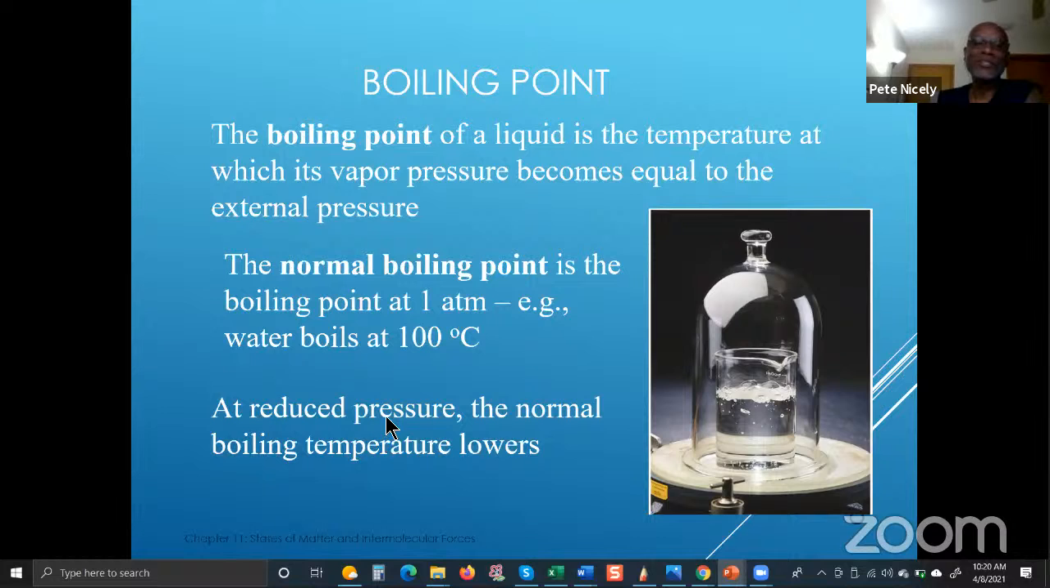So if you were to reduce the external pressure, that means that if the vapor pressure is equal to the reduced pressure, the boiling temperature, the boiling point, would decrease. So that's why we call this the normal boiling point, because specifically, this is the boiling point when the external pressure is 1 atmosphere.